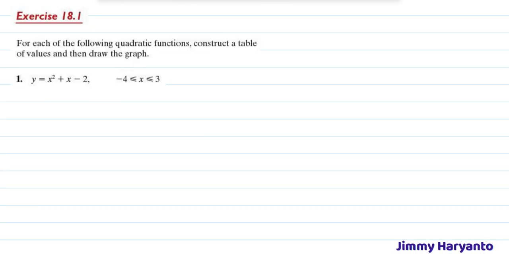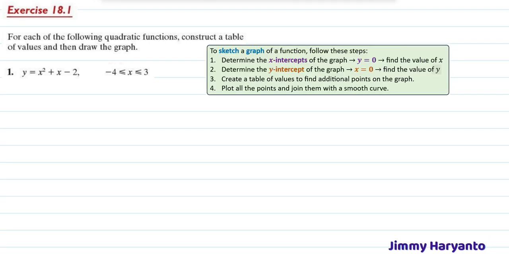And then next is exercise 18.1. For this one you have to draw the graph of quadratic function. So let's follow the steps. The first step is to find the x-intercept. So x-intercept, that means y equals 0.